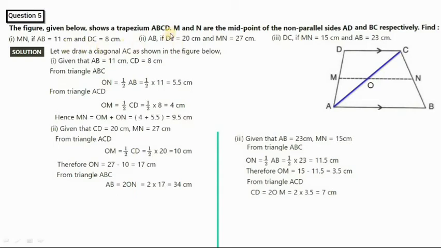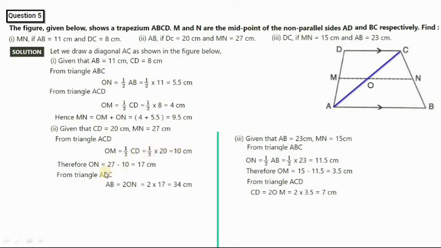Now let us go to the second part. The second part says we need to calculate AB if DC is given to be 20 centimeter and MN is given to be 27 centimeter. So these two are given. Let us see triangle ACD again. In triangle ACD we know that OM will be half of DC. DC is given as 20, so OM turns out to be half of 20, which is 10 centimeter.